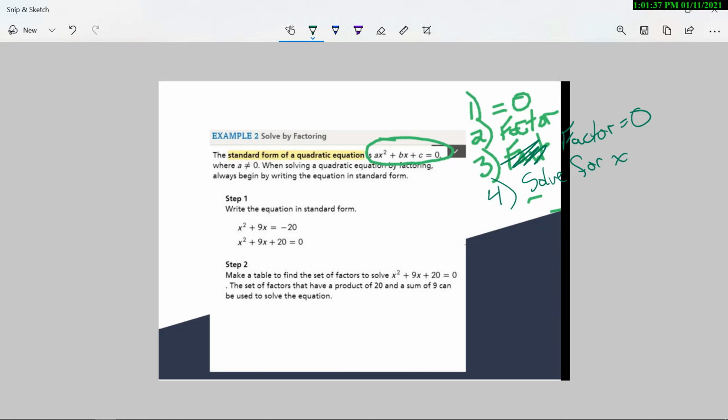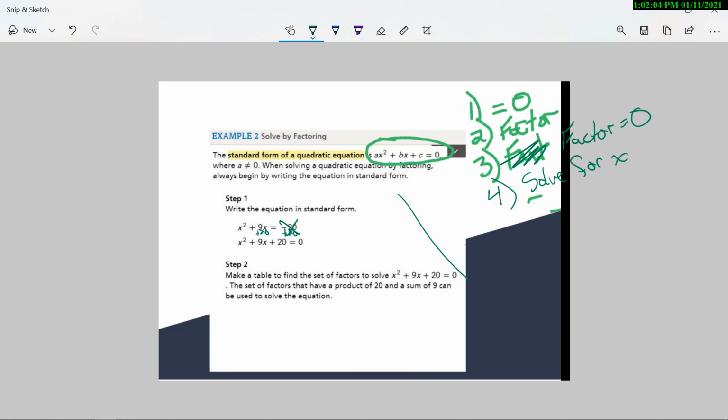So we're looking at our equation. X squared plus 9x equals negative 20. Is it equal to 0? No. So that's our first thing we got to do. So we add 20 to both sides. On the right side, it cancels out. We get 0. The whole reason we did that. Now 20 is not like terms with x squared or 9x, so we just leave it hanging behind both of them. So it's x squared plus 9x plus 20 equals 0.